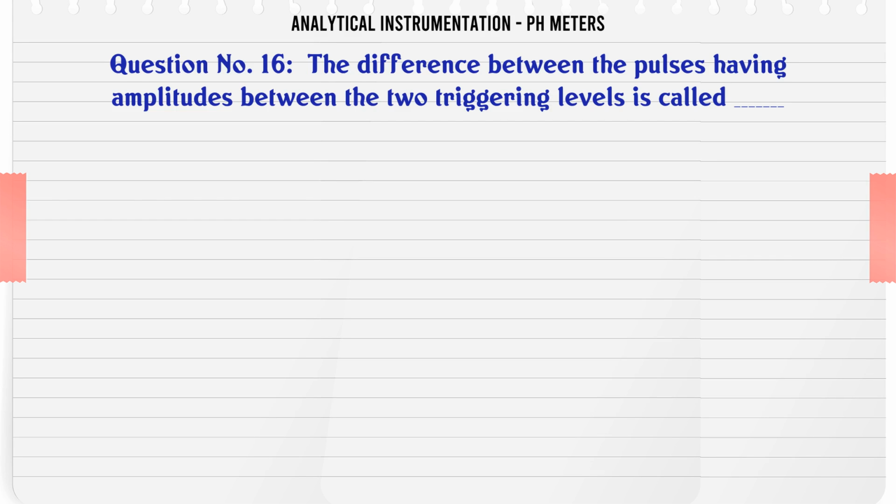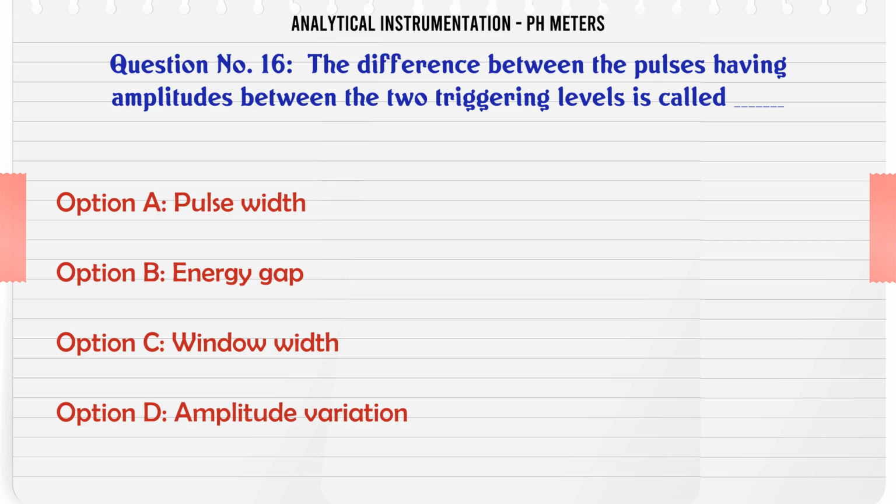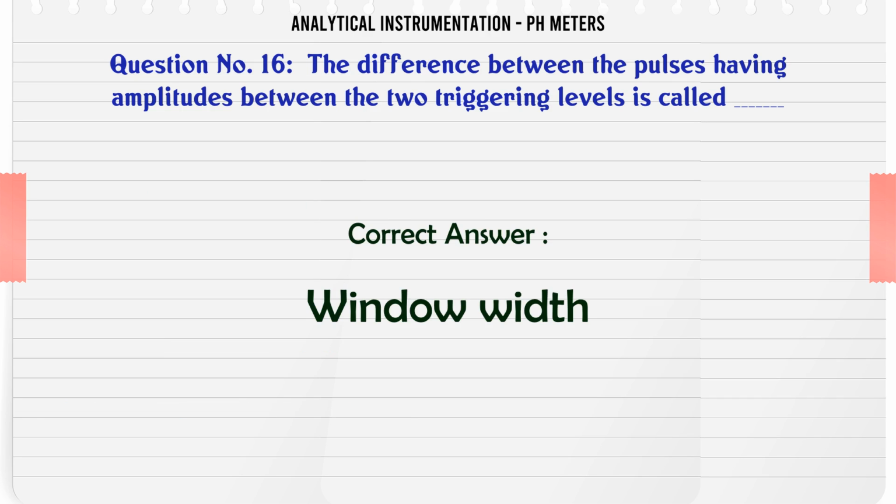The difference between the pulses having amplitudes between the two triggering levels is called A. Pulse width. B. Energy gap. C. Window width. D. Amplitude variation. The correct answer is window width.